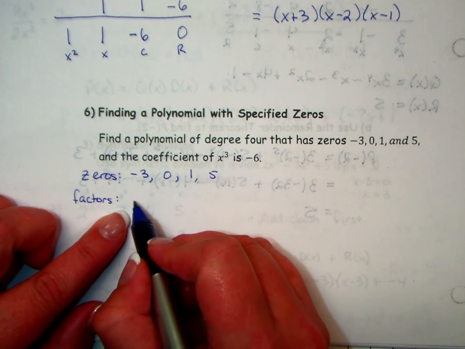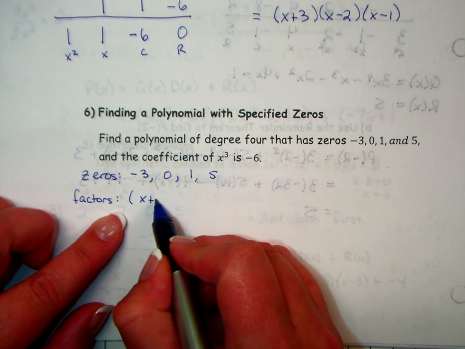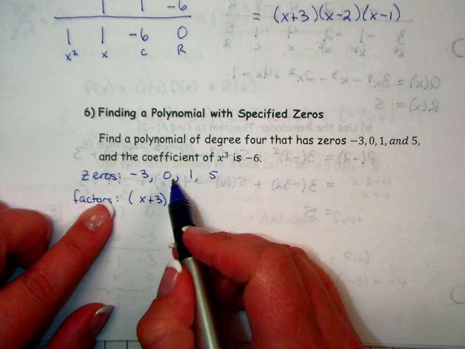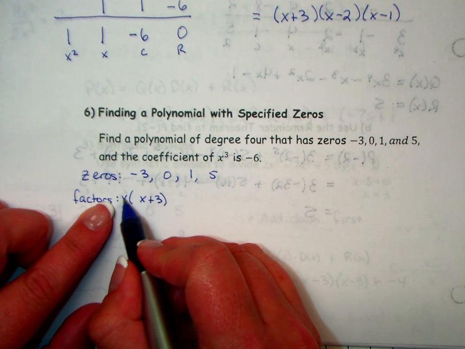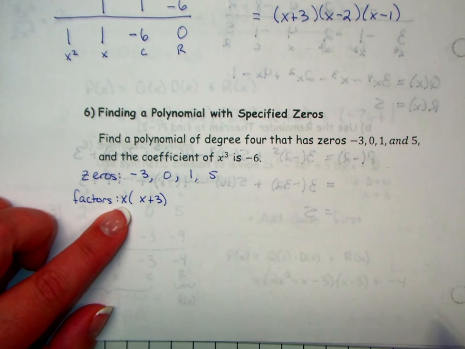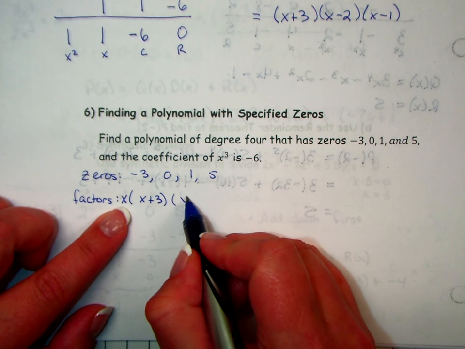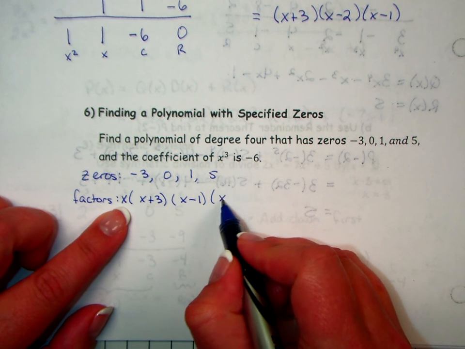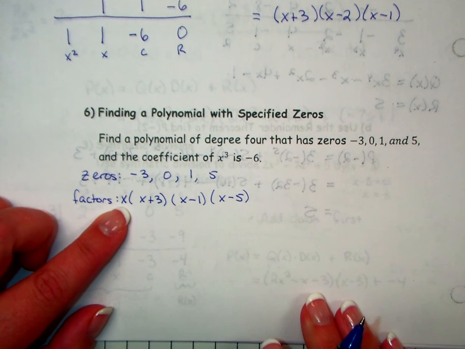So if -3 is a 0, x plus 3 is the factor. If 0 is a 0, x is the factor. I'm going to kind of sneak that x out in front. That's usually what we do with it. If 1 is a 0, x minus 1 is the factor. And if 5 is a 0, x minus 5 is the factor.